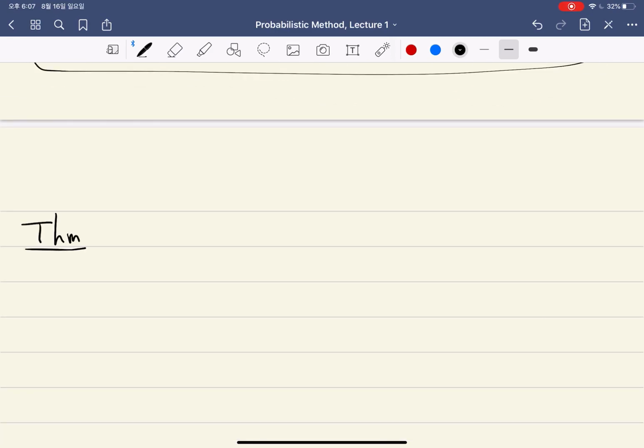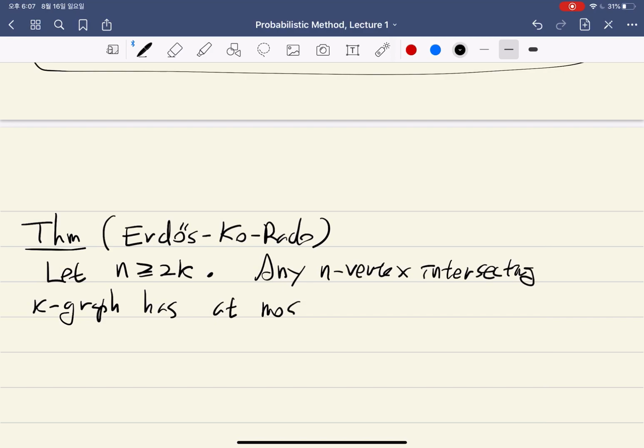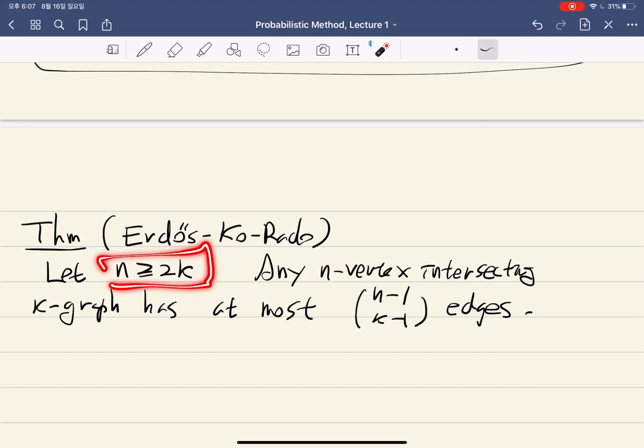The theorem by Erdős–Ko–Rado determines this number. Let's say n is at least 2k. Then any n-vertex intersecting k-graph has at most n-1 choose k-1 edges.